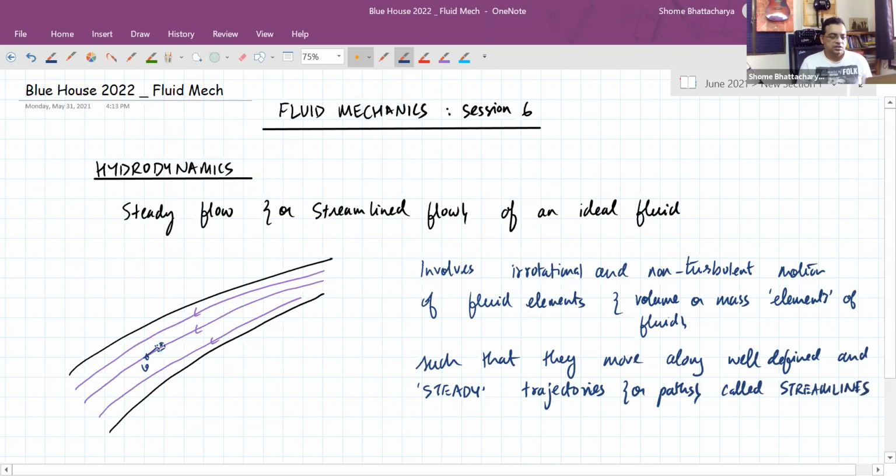Okay, so this was the initial groundwork that we had done in the previous lecture related to steady flow or streamline motion, towards the end, that is. Now today we will continue with the mathematical analysis of this type of motion further.